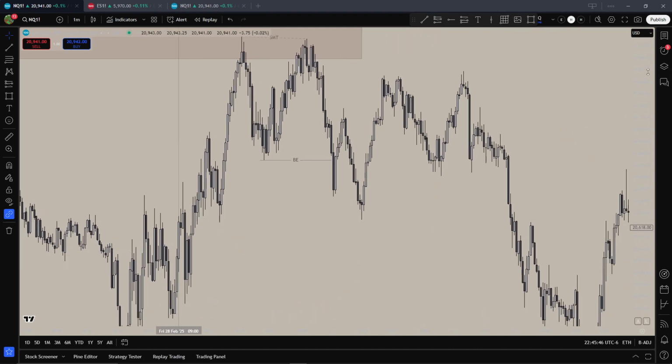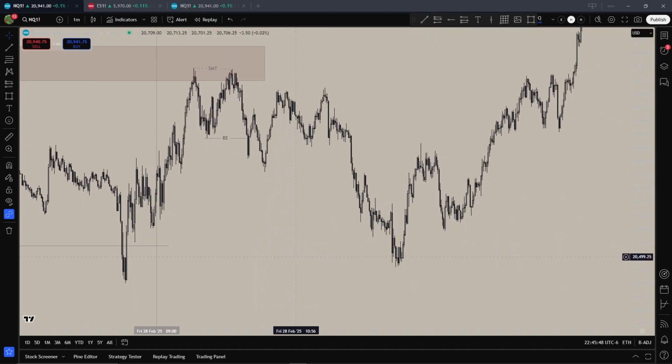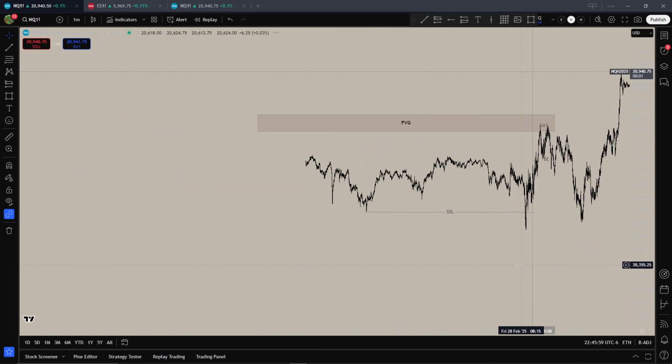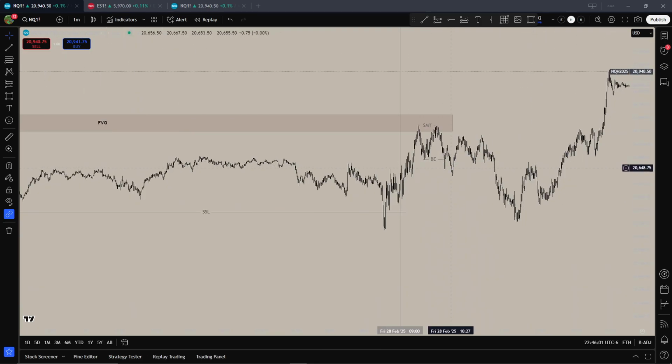It worked out perfectly, but as we can see, price did come down a lot more. I could have held and had break even at this low. But since I was bullish on the day, I didn't want to hold or take that risk.